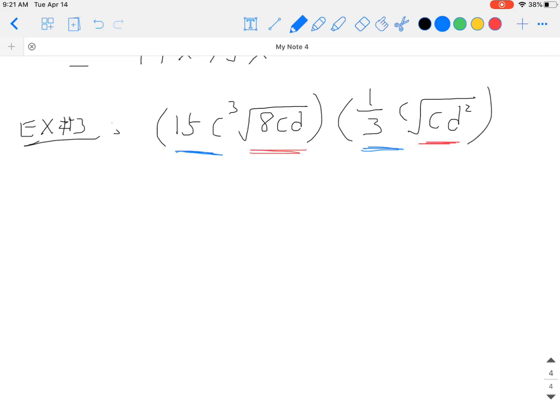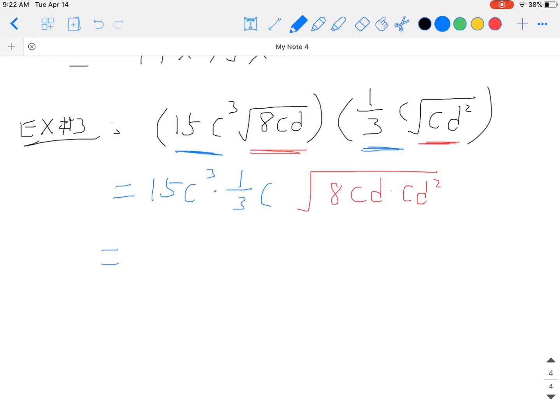So the non-radical will be 15c cubed multiplied by 1/3 c. And then now let's work on the radical. In the radical, we have a, c, d. And then we also multiply by cd squared. Next, we will simplify.